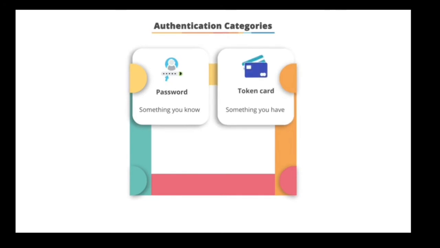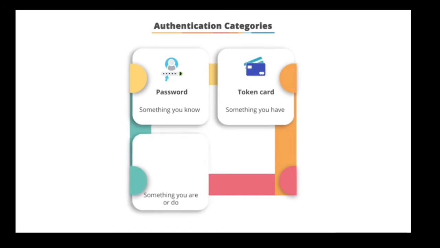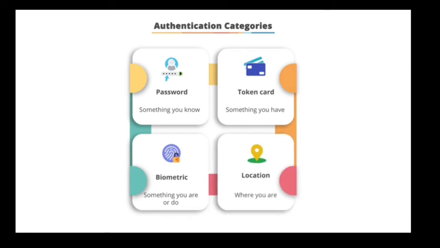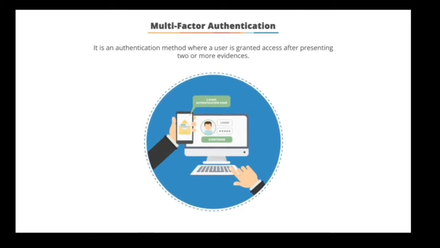Something you have: a token card. Something you are or do: a biometric feature. Where you are: location. Multi-factor authentication is an authentication method in which a computer user is granted access only after successfully presenting two or more pieces of evidence to an authentication mechanism.